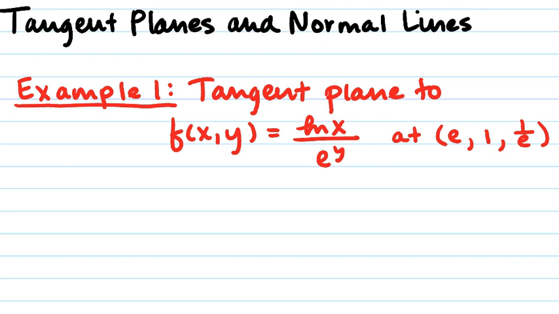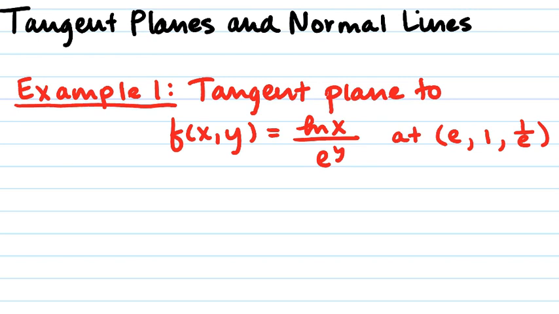All right, so the first one, I'm going to take the tangent plane to f of x and y equal to log of x over e to the y at the point where x is e, y is 1, and z is 1 over e. So, what is that going to look like? Well, I've got a point, I need a gradient, basically, and then I'm going to write down the equation of the tangent plane.